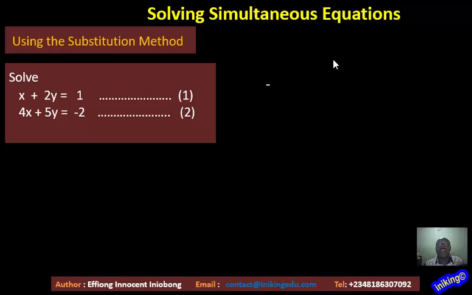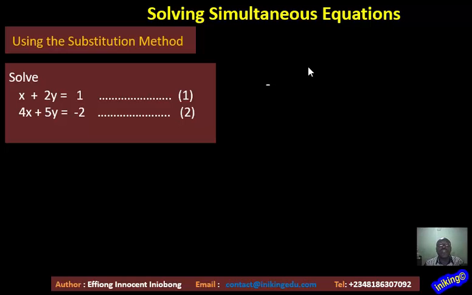Now in this video clip, we're looking at using the substitution method to solve a pair of simultaneous equations. On the screen, we have x plus 2y equals 1 as equation 1, and 4x plus 5y equals minus 2 as equation 2.